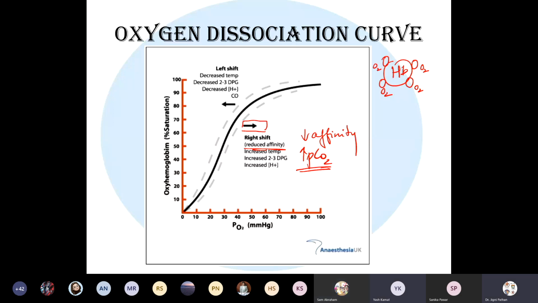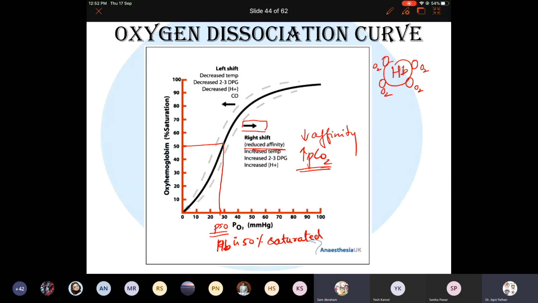Less affinity means hemoglobin is already occupied with the oxygen. Yes, see, this is P50. P50 means hemoglobin is 50% saturated. Okay, this point is clear? Yes, ma'am.